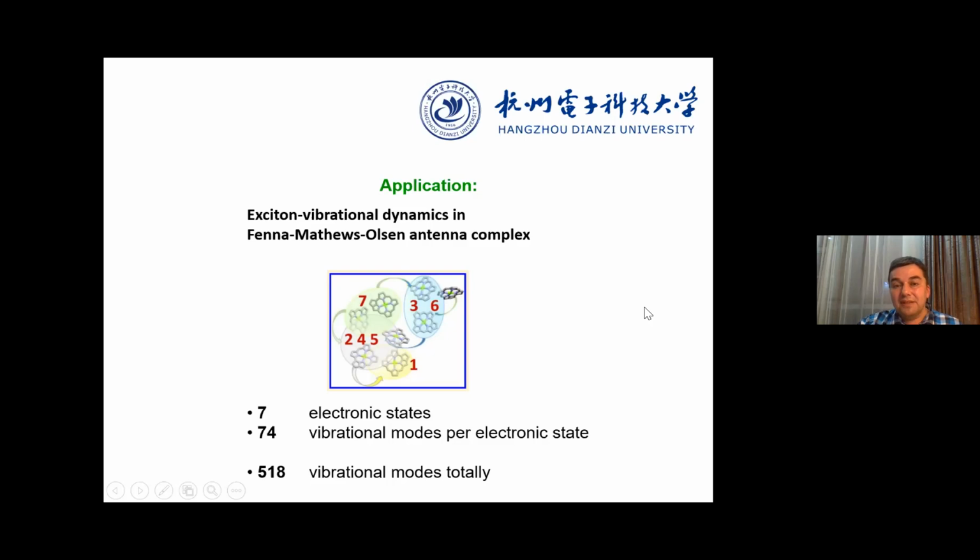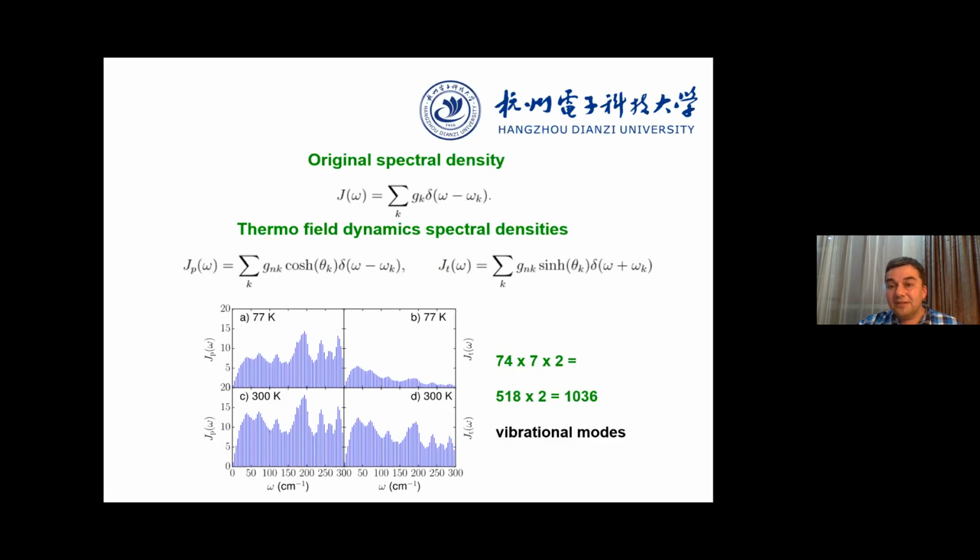So we took 7 electronic states, and for each bacterial chlorophyll, we took 74 vibrational modes with ab initio spectral density. So all in all, we had 7 electronic degrees of freedom and more than 500 vibrational modes. And as I explained, in this thermofield dynamics method, the number of vibrations doubles. So all in all, we had double that number, so more than 1,000 vibrational modes.